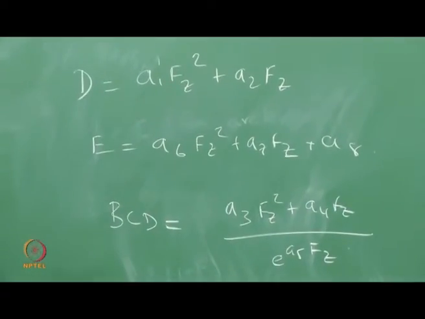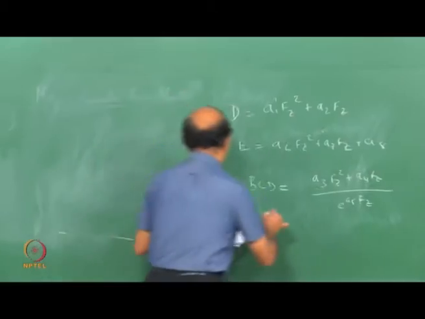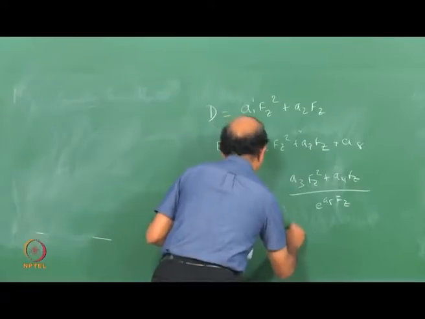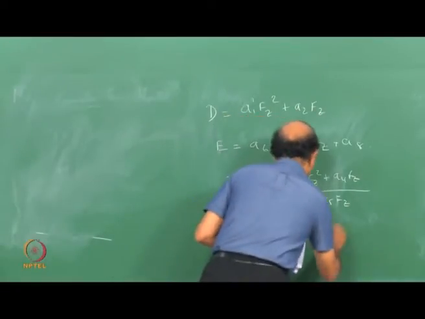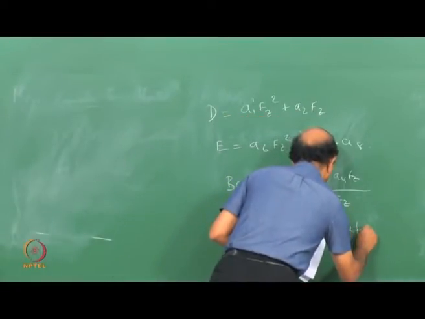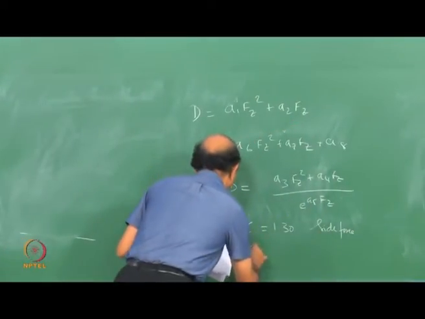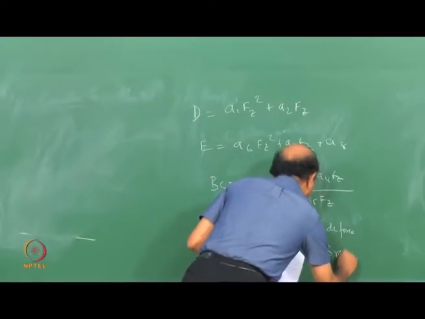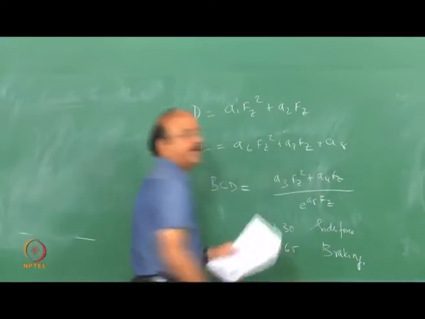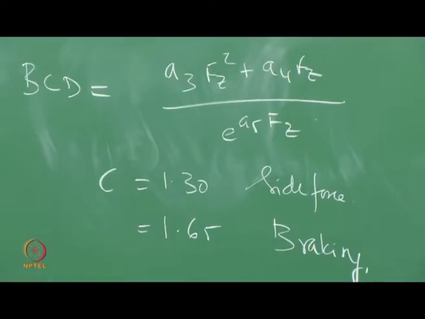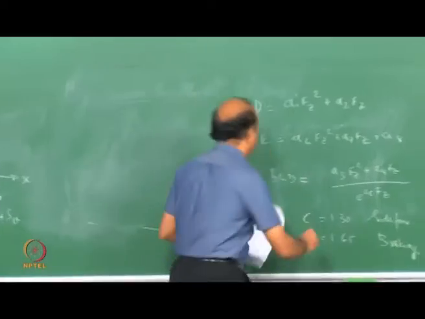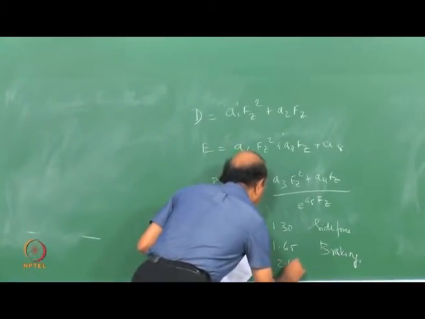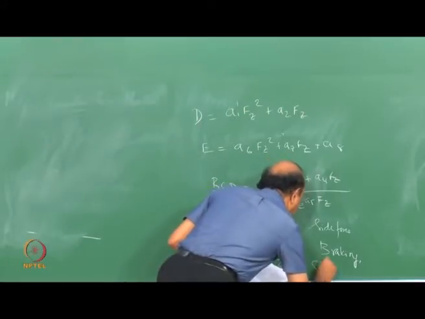And C, these are initial curves, then later models have changed the C. Let's stick to this first model. C is equal to 1.3 for the side force, and is equal to 1.65 for braking and acceleration being symmetric, and is equal to 2.4 for self-aligning torque.